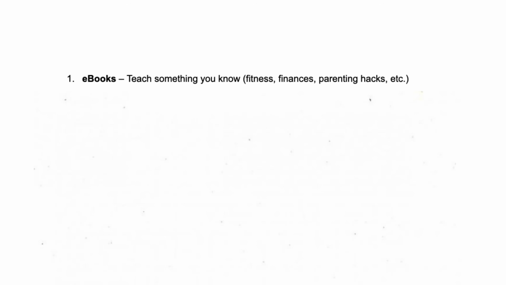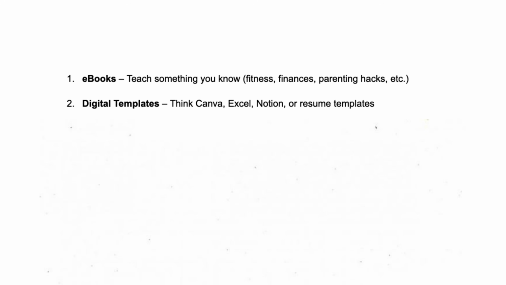Let me give you 5 examples of digital products that you can actually create today. The first one is that you can create ebooks that teach something. For example, it can be fitness, finances, parenting, hacks, etc. The second type is that you can create digital templates. For example, it can be graphic design templates that you can create on a platform like Canva.